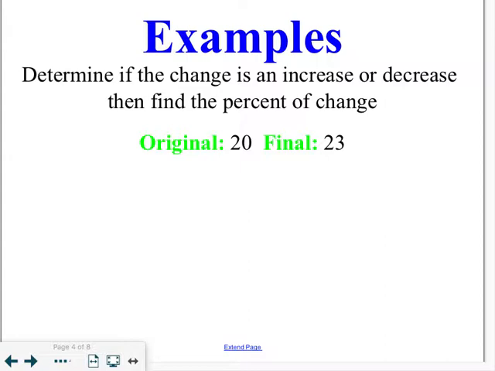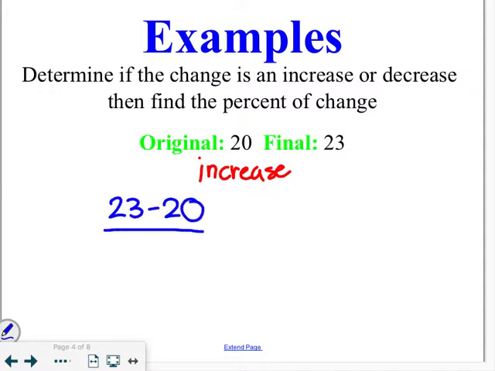So we are looking at an original value of 20 and a final value of 23. We have to decide if it's an increase or a decrease and then find that percent of change. So looking at our original, that is smaller than our final value. So this is going to be an increase problem. We are going up from start to finish. Using the equation, we're going to start with doing final minus original. Then we are going to divide that by the original and multiply by 100.